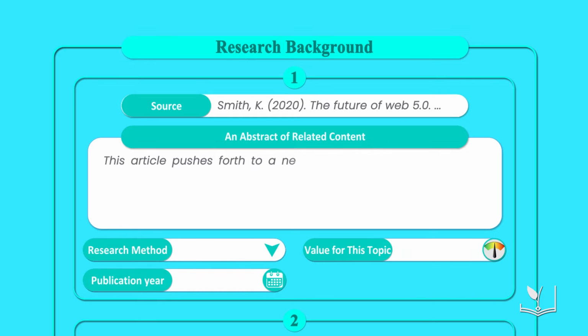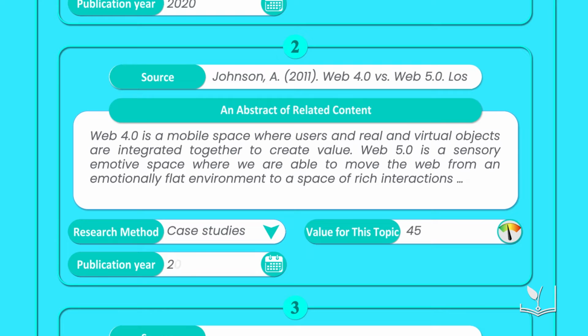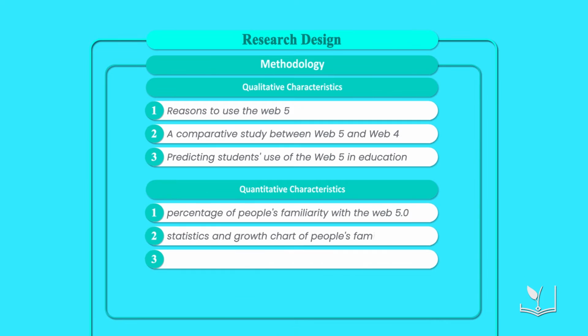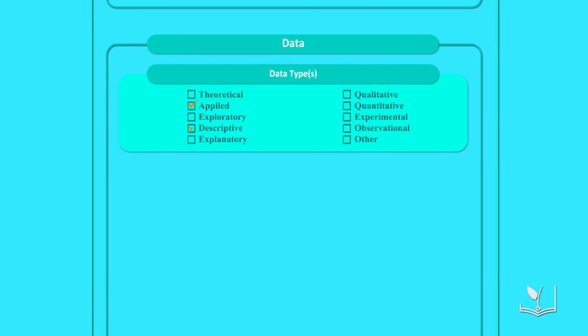In the next sections, you write research background and research design. The research design covers methodology, data collection method, sampling, and sources of data.